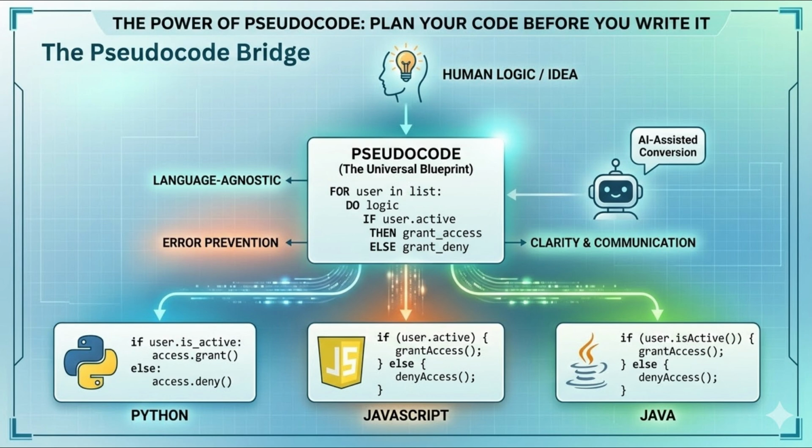Error prevention. It's much easier to spot logical flaws in a few lines of pseudocode than in 100 lines of code. By planning your logic first, you can catch errors like infinite loops or incorrect conditions before they become time-consuming bugs.